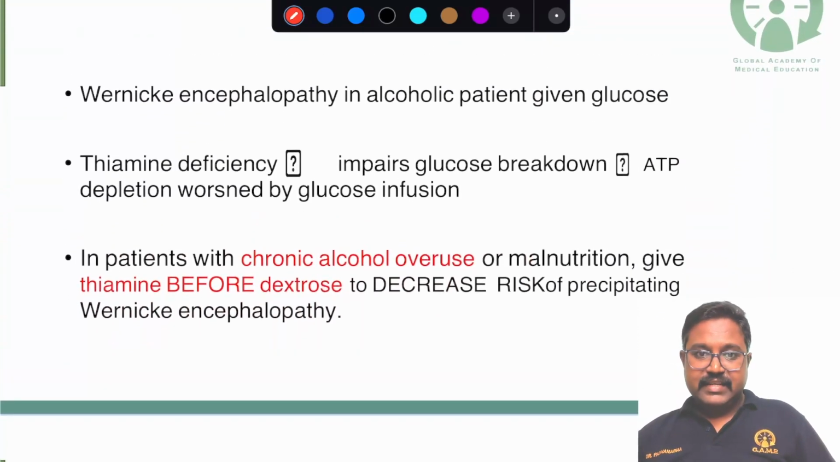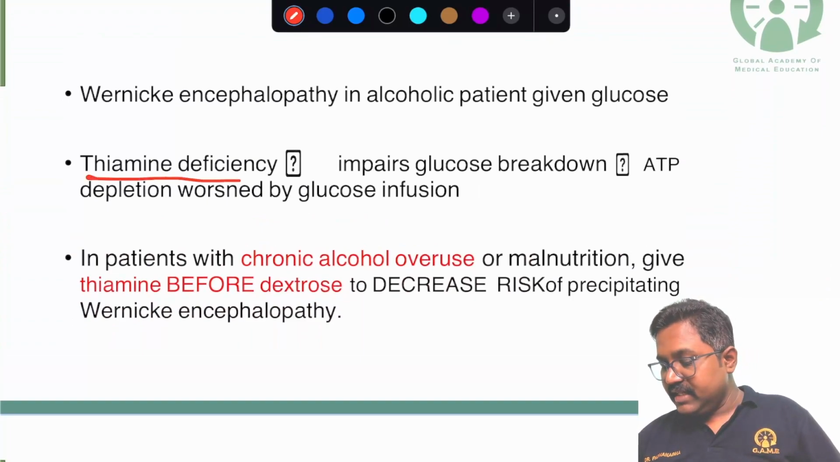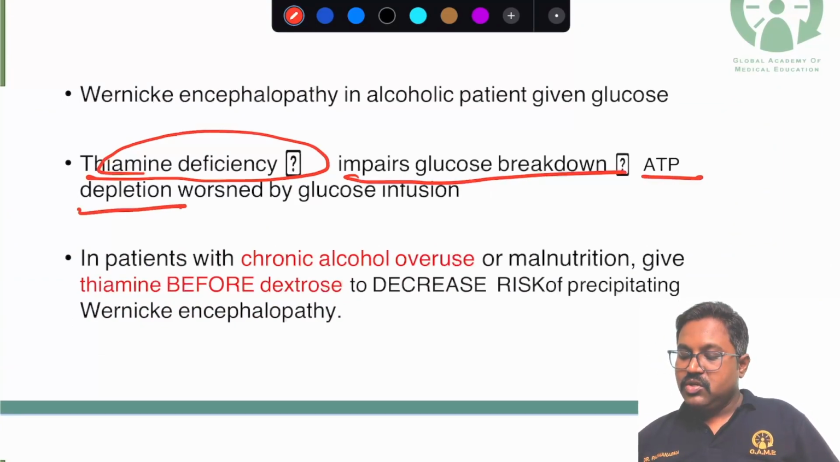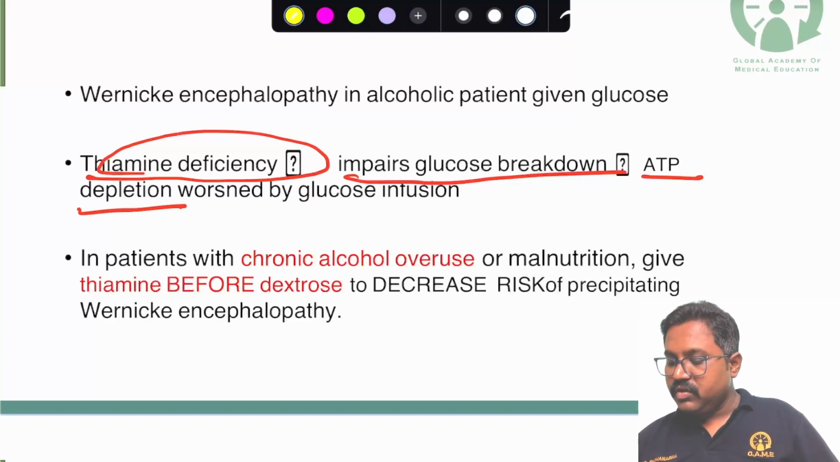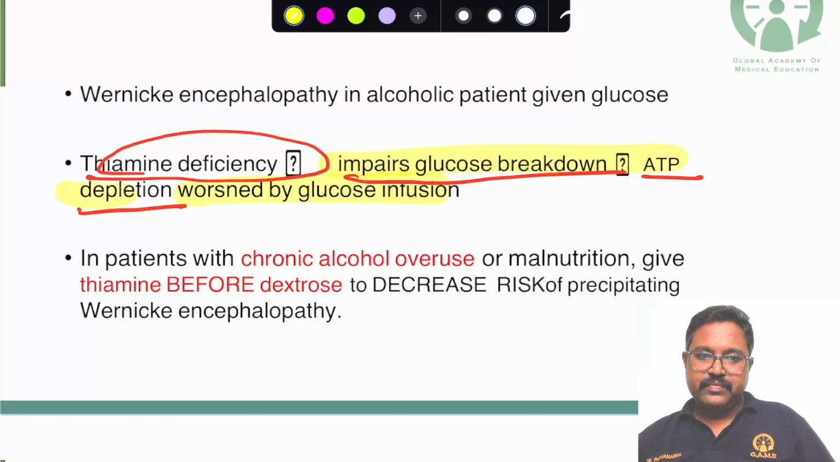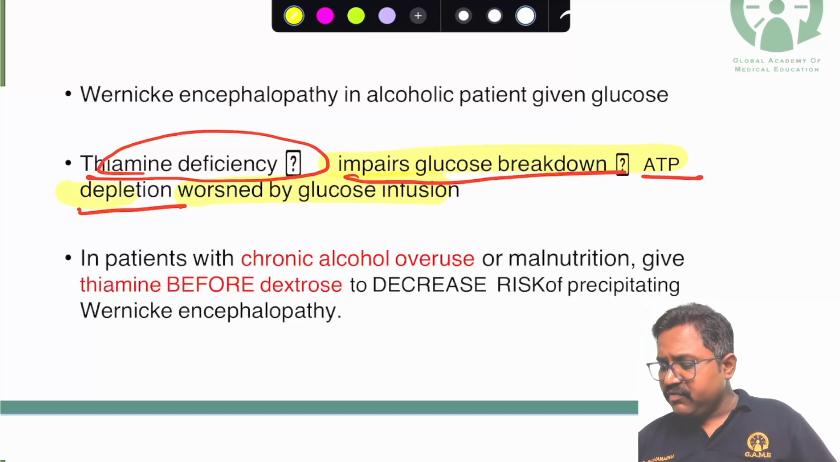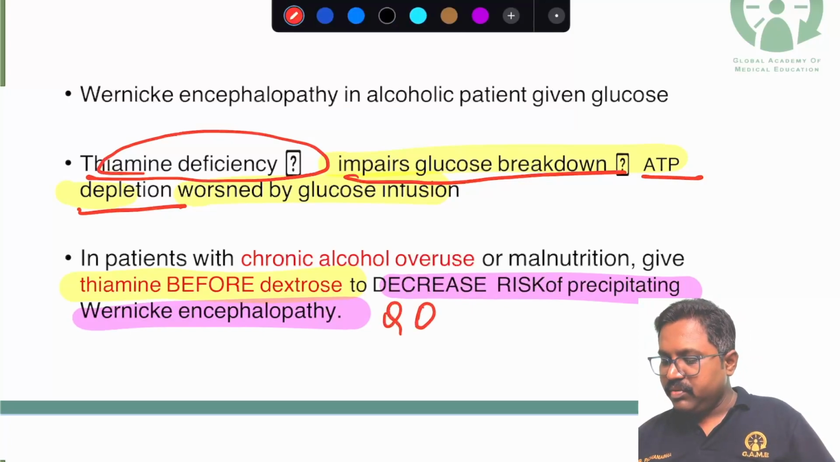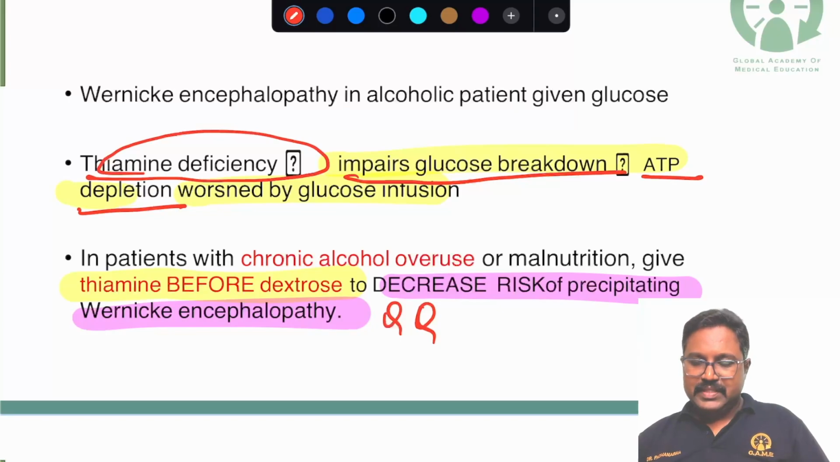In case of Wernicke's encephalopathy, there is already a thiamine deficiency. This is going to impair the glucose breakdown as well as cause ATP depletion. So if you give glucose, it is going to worsen the impaired glucose breakdown and the ATP depletion. That is why in case of chronic alcohol overuse or malnutrition, give thiamine before dextrose, so that you decrease the risk of precipitation of Wernicke's encephalopathy. Is that clear? Very, very important. This can be a potential MCQ in the upcoming exams.